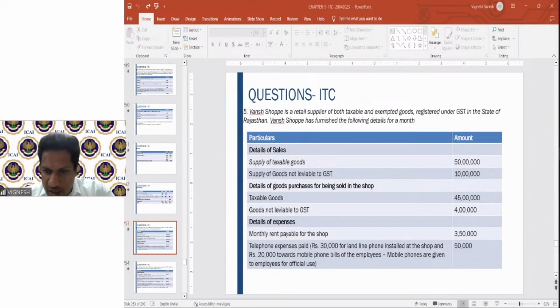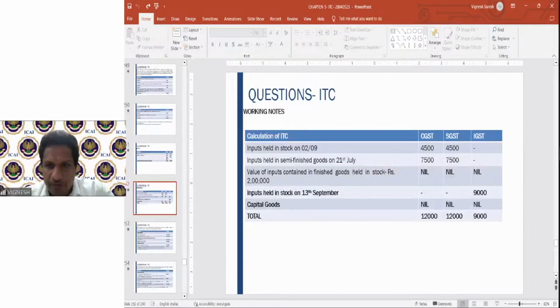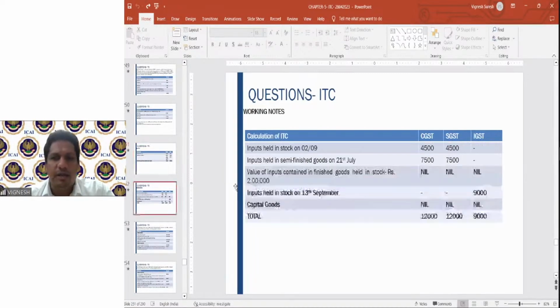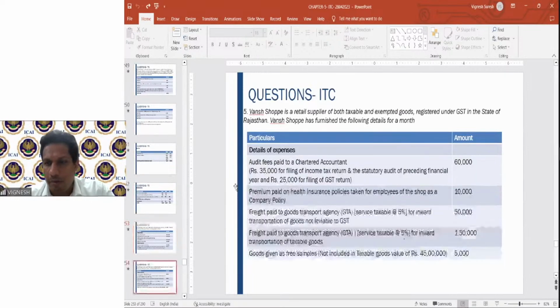Can we use IGST at 4,500 each? IGST first you have to exhaust. IGST you have to exhaust against IGST first. Okay, but here there is no IGST. You can utilize like that also, no problem.